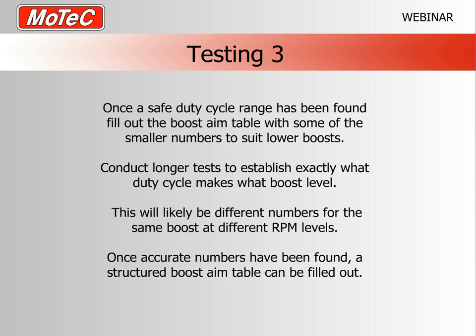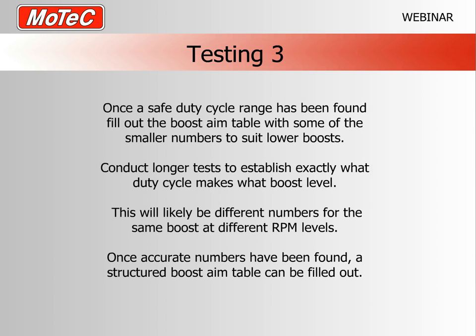All right, so eventually, if you've been careful, you should have an engine in one piece and some numbers written down that represent boost levels. So we find a level of numbers that suit all those boost levels. What we do is we put those numbers in the aim table, and then we can go and run the engine for some longer periods of time.